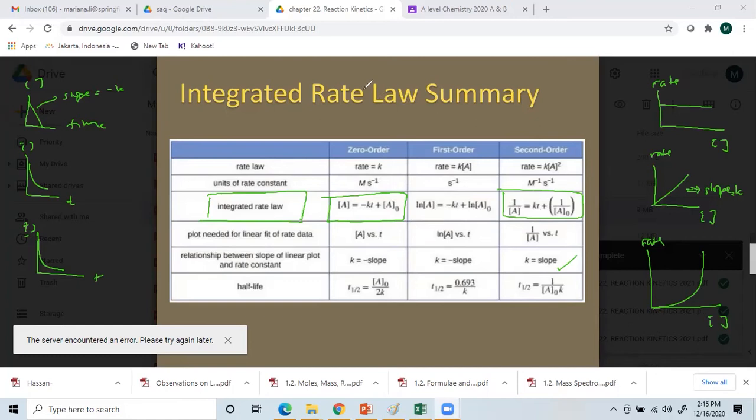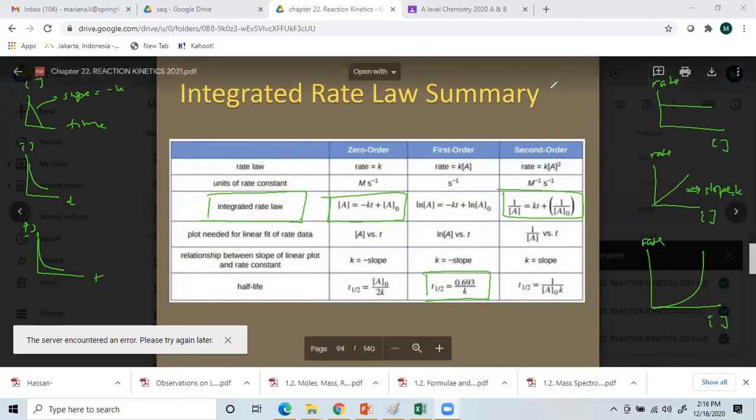You can see from this table as well that in the first order reaction, the t half is equal to 0.693 over k. You should already have seen this formula in the second video, right? So because we need to understand why the zero, first and second order produce this type of graph, I would like to introduce the integrated rate law to all of you. I will use the whiteboard now.